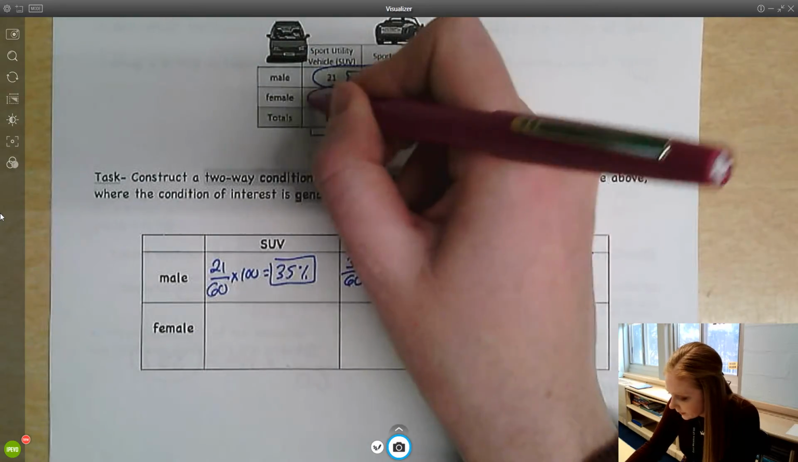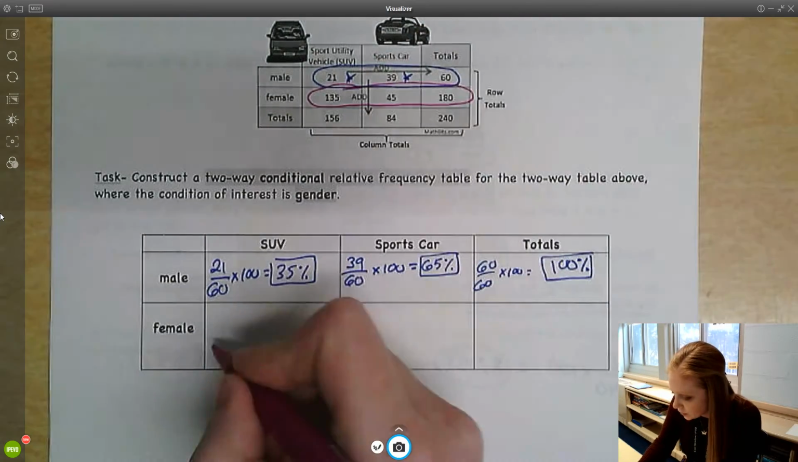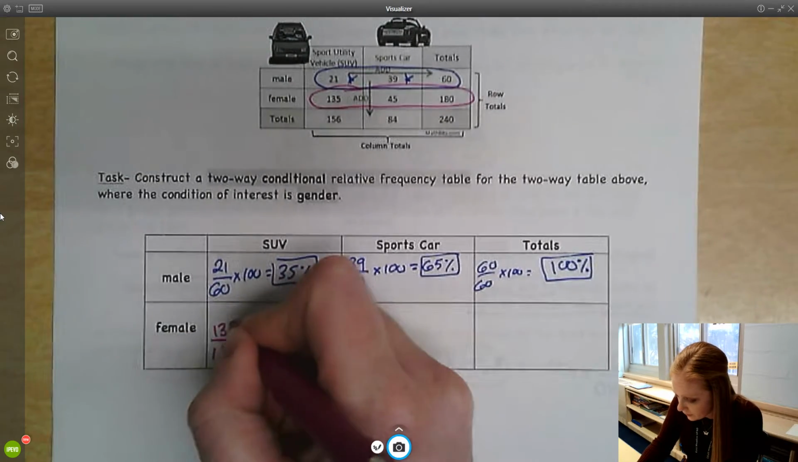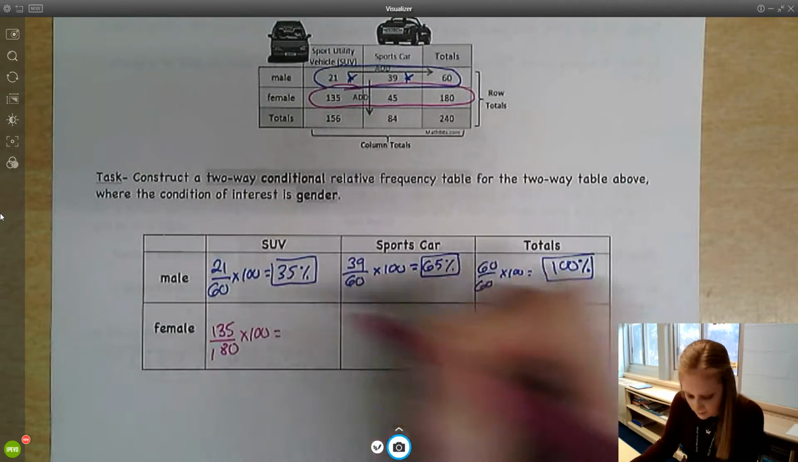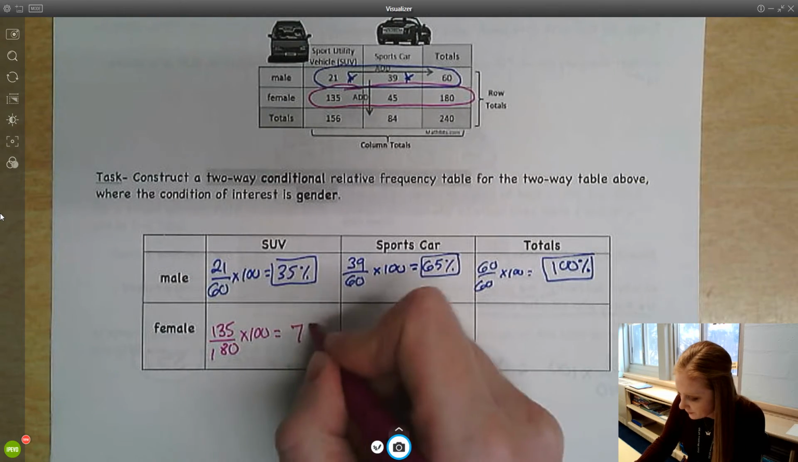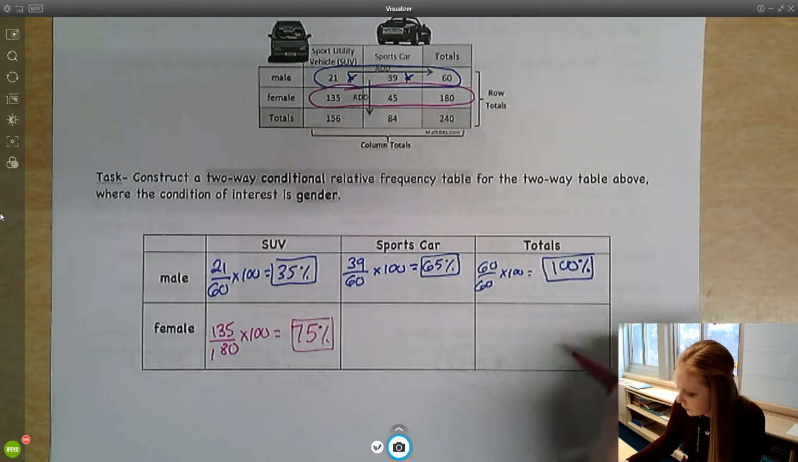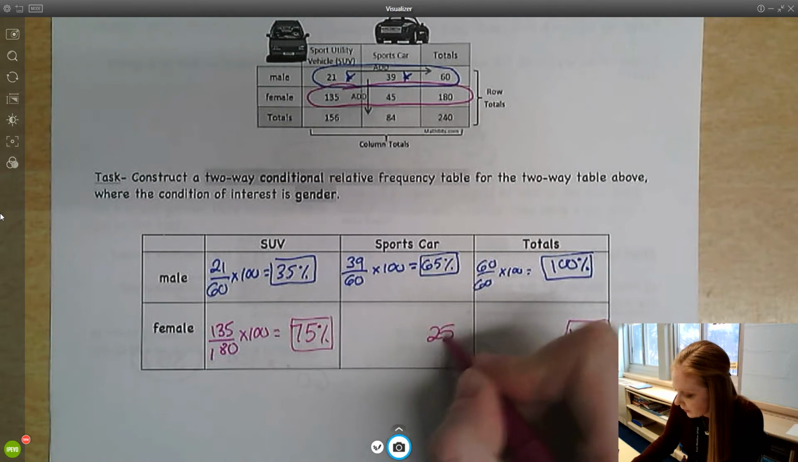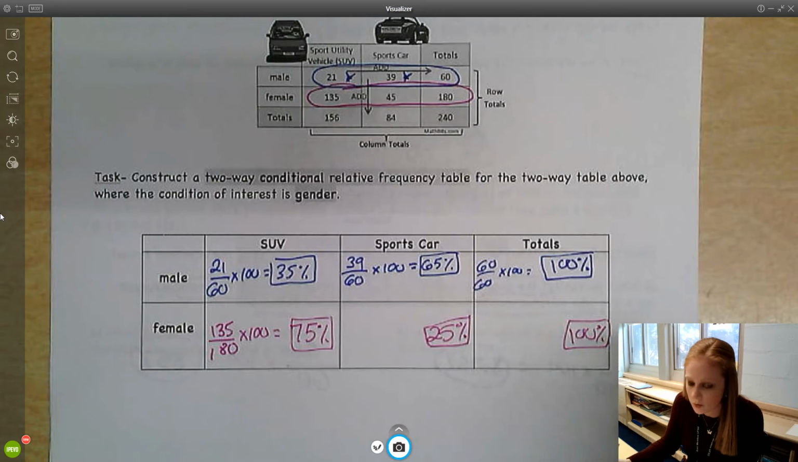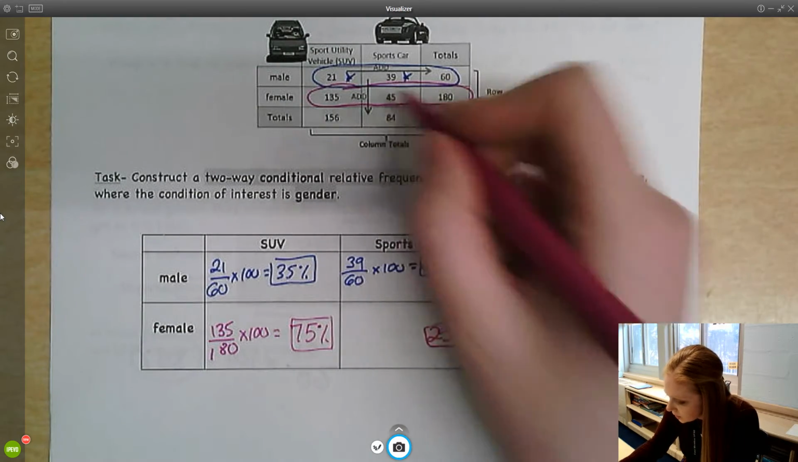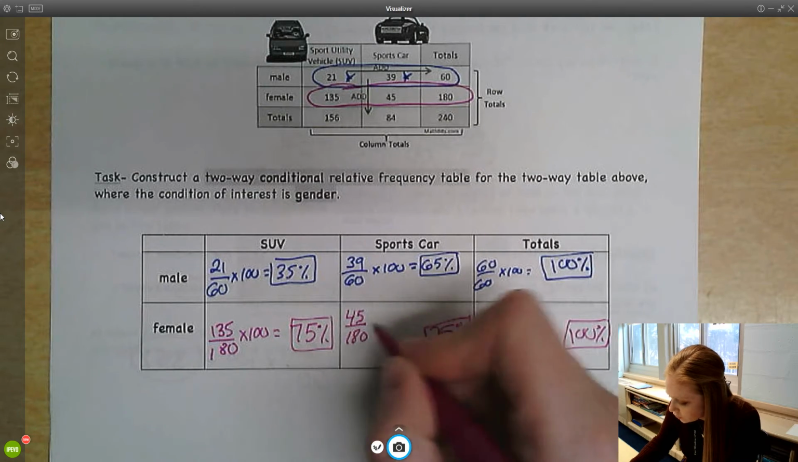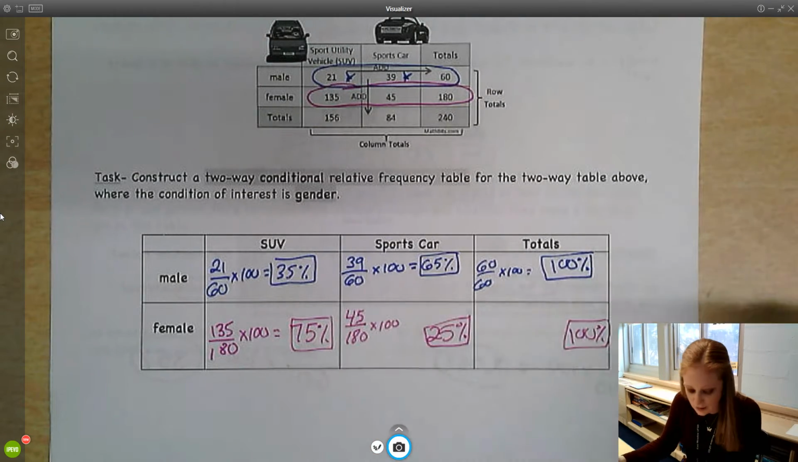Okay, now let's look at females. Females are all right here. There's 180 total females. How many chose an SUV? 135. And that's going to give us 75%. Now, right away, you should be thinking if there's 100% total, this must be 25%. 75 plus 25% makes 100, but just to show you, it's 45 females chose a sports car out of 180 females total. And sure enough, if you put that in your calculator, you will get 25%.